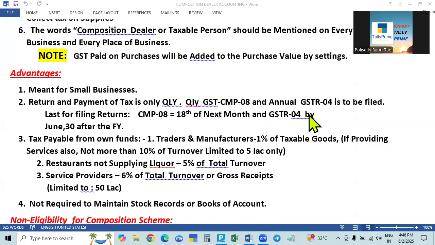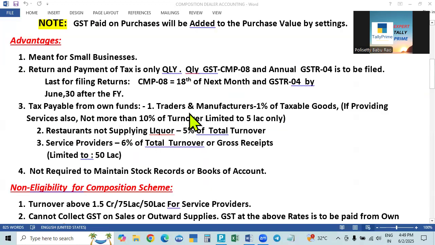But with CMP 08 being filed on April 18th, there is only little time, and at year ending the person will be busy. That is why, a few months back, it was extended to June 30th. So GSTR 4 is to be filed not by April 30 but by June 30. Two months were extended. So now the last date for filing the GSTR 4 is June 30 after the financial year.